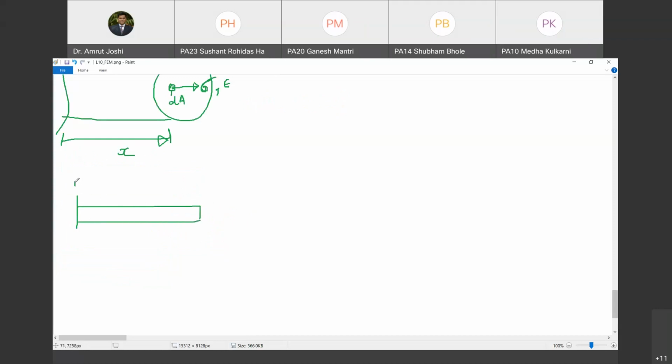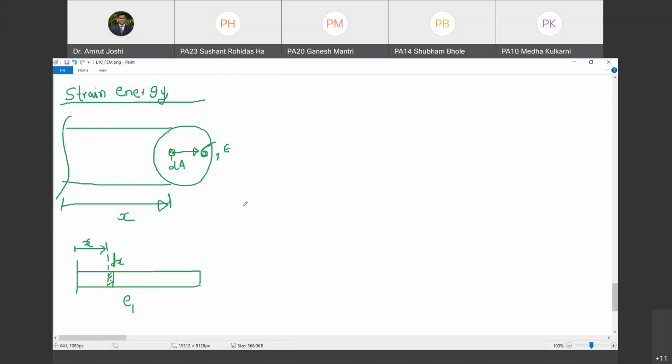Now consider this bar. What I am going to do is at distance x in element number 1. This is element number 1. At distance x, I am going to consider a small strip of width dx. Dx is infinitesimally small. Then in this small strip, what is the strain energy stored in the deformed configuration? This is what I am going to ask myself. So what is the strain energy stored?